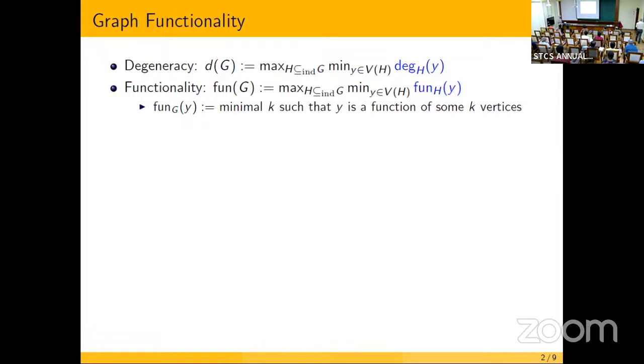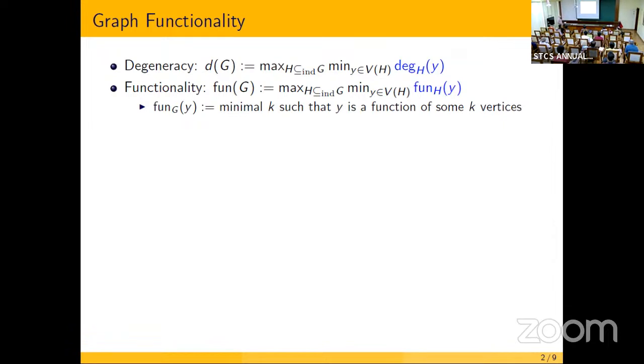Degeneracy is the maximum over all induced subgraphs of a graph of the minimum degree of a vertex in that graph. In words, the degeneracy of the graph is the least number such that any induced subgraph has a vertex of degree at most this number. And this is the formula for it. When you replace the degree of a vertex by the functionality of the vertex, you get the functionality of the graph. So what is the functionality of a vertex?